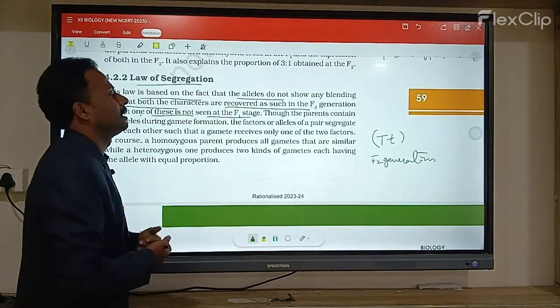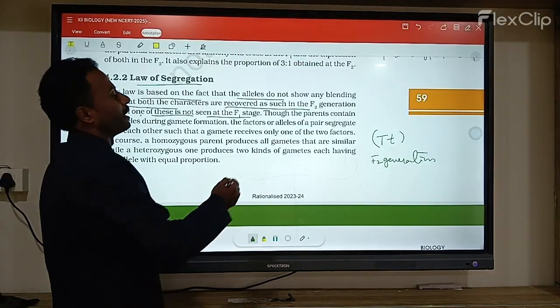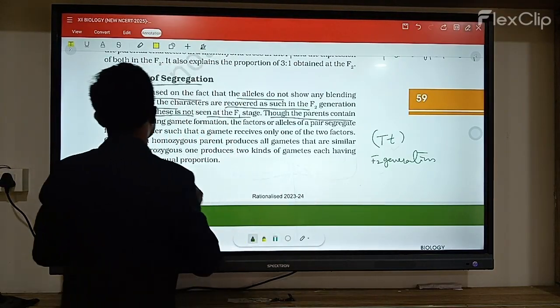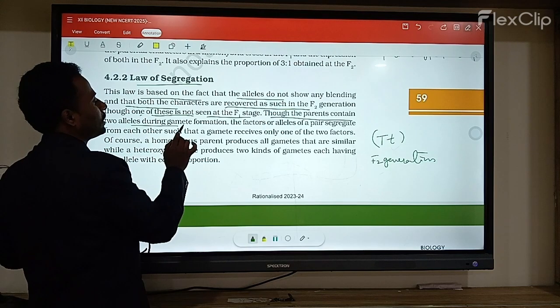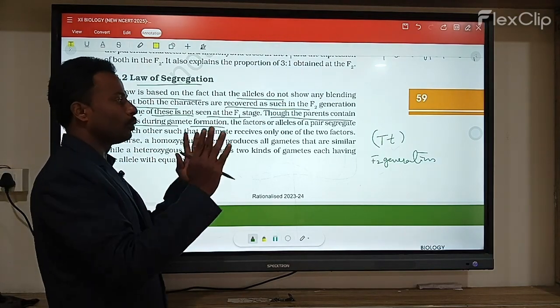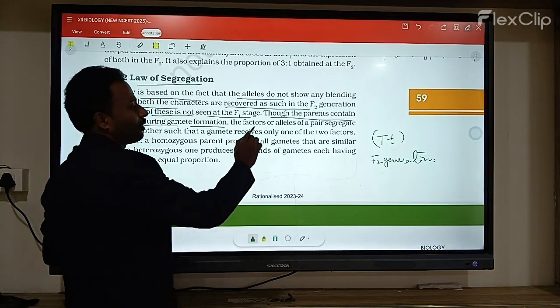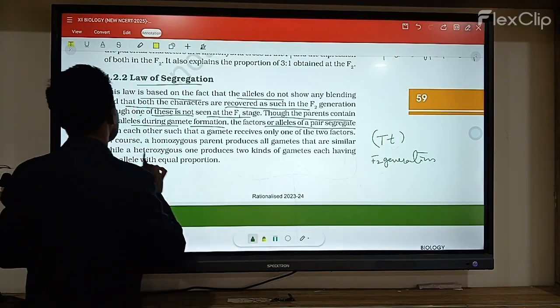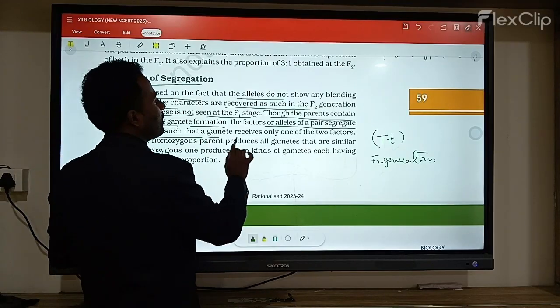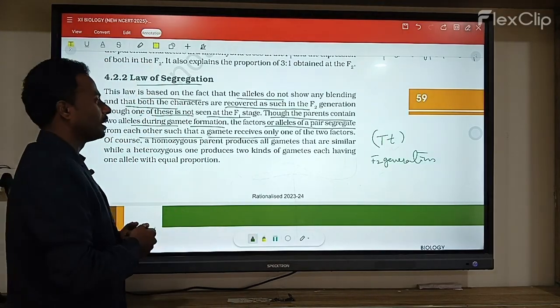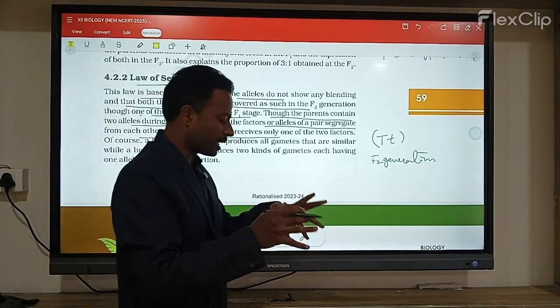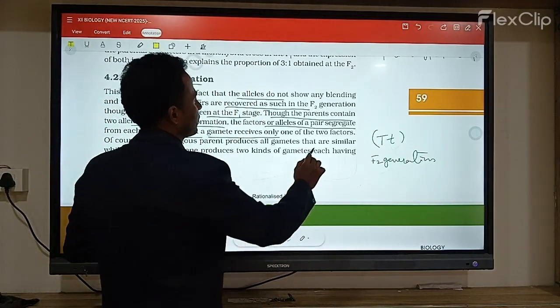That is called the law of segregation. Parents contain two alleles, and during gamete formation the factors or alleles of each pair are segregated from one another. Each gamete receives only one of the two factors.